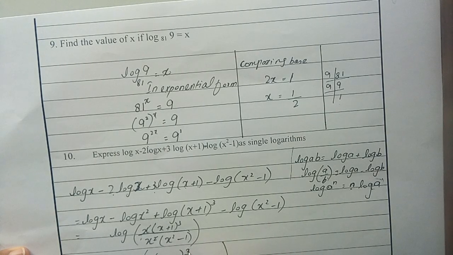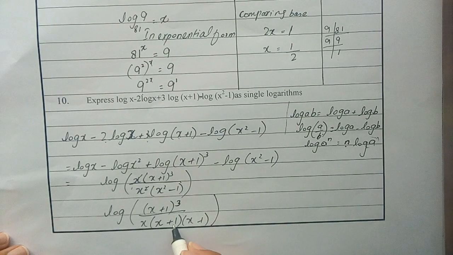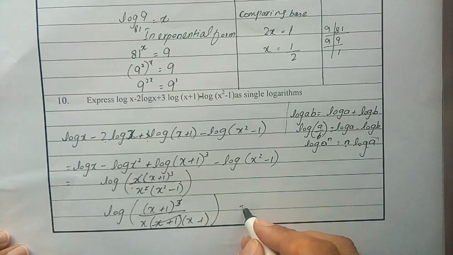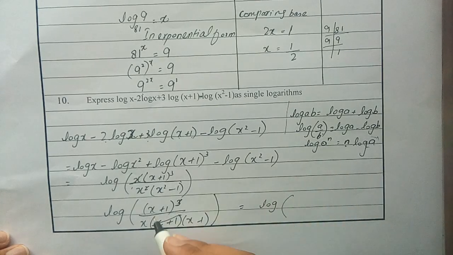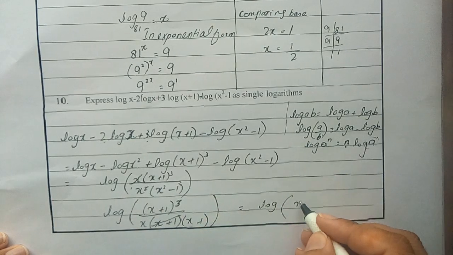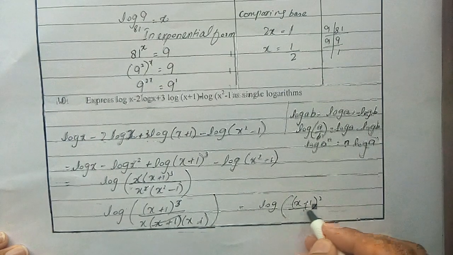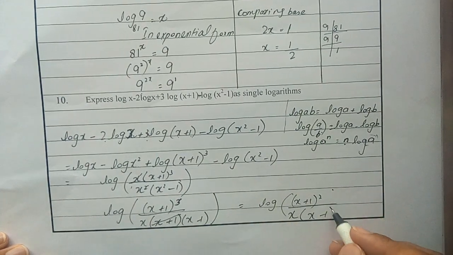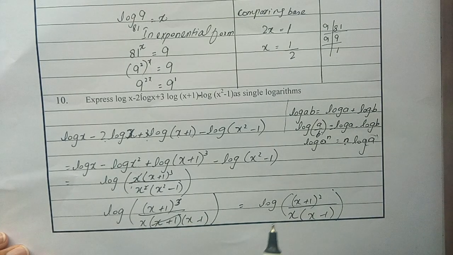Student, here containing x plus 1 raised to power 3 and here containing x plus 1 raised to power 1. So power from this will be cancelled out with this number and the remaining, here was power 3, remaining power is 2 divided by x as it is, x minus 1, which is the required solution.